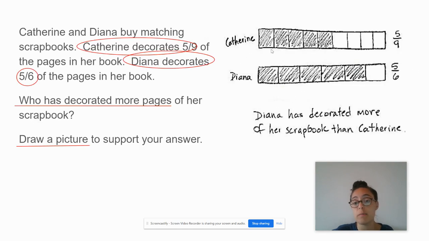And we know this by looking at the piece sizes. So the 9s are smaller piece size than our 6. So if you're drawing this at home, make sure your boxes, your picture, are the same length, and that's going to help you solve it.